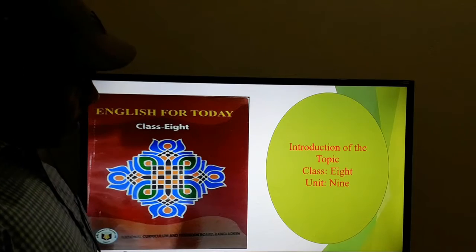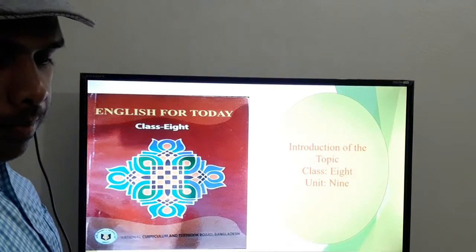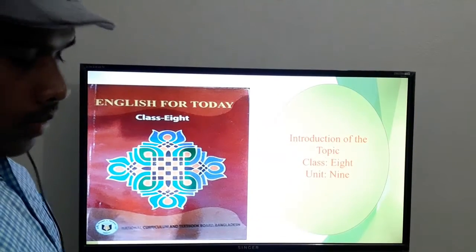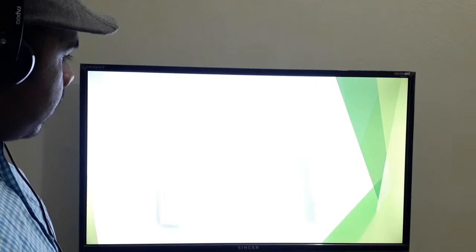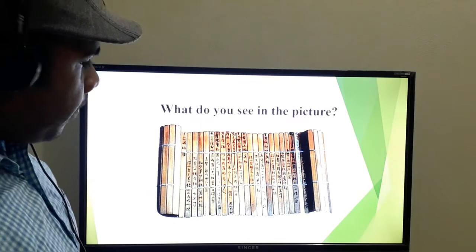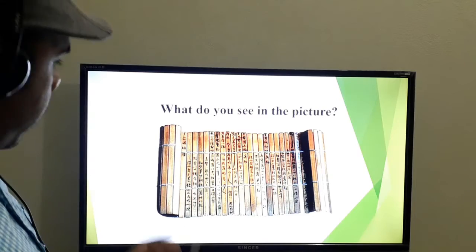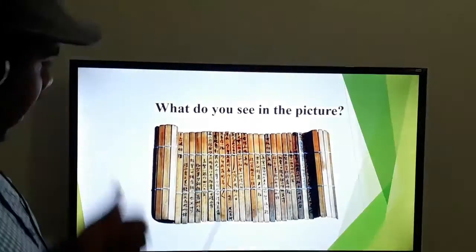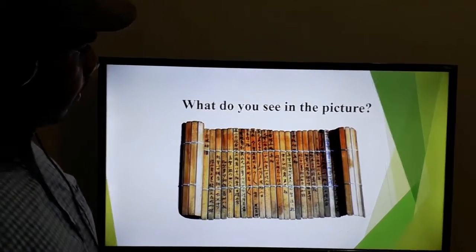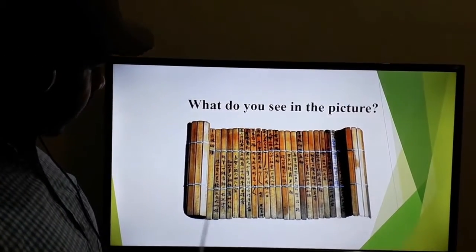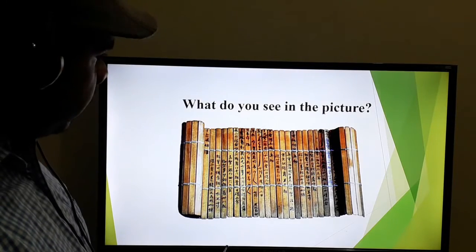My today's topic is taken from Unit 9. Before announcing the lesson, I'd like to show you something. Dear students, here is a picture. What do you see in the picture? What do you guess? You see something has been written on the wood, or it could be bamboo. Yes, there is something written, maybe in Chinese.